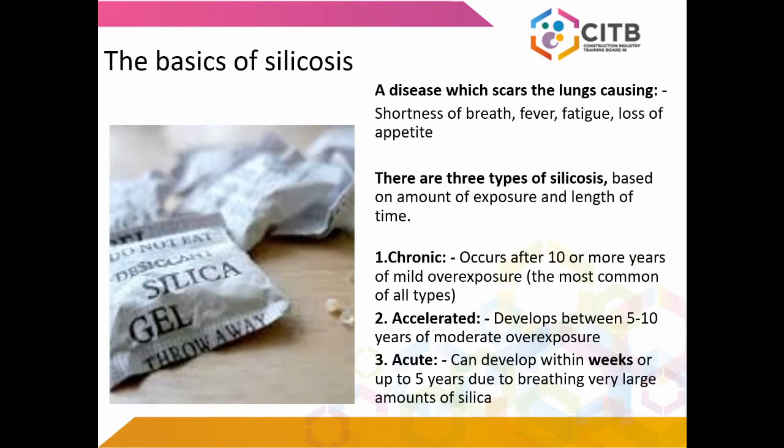We will now move on to the basics of silicosis. It's a disease which scars the lungs, causing shortness of breath, fever, fatigue, and loss of appetite. There are three types of silicosis based on the amount of exposure and length of time. Chronic, which occurs after 10 or more years of mild overexposure, is the most common of all types. Accelerated develops between 5 to 10 years of moderate overexposure. And acute can develop within weeks or up to 5 years due to breathing very large amounts of silica.